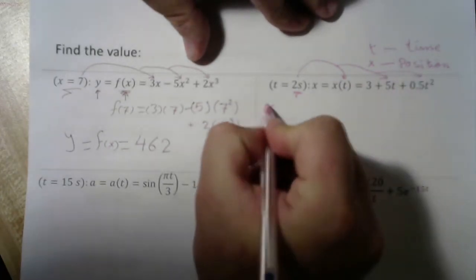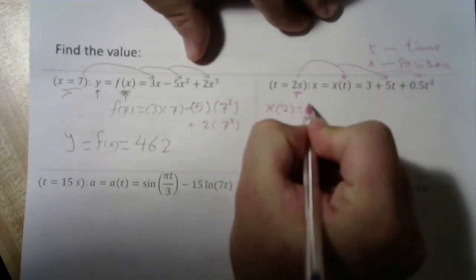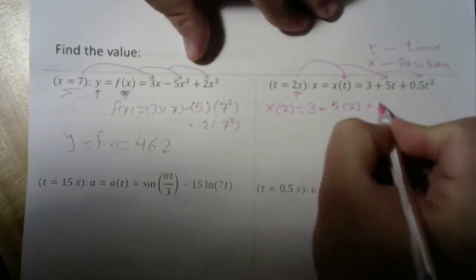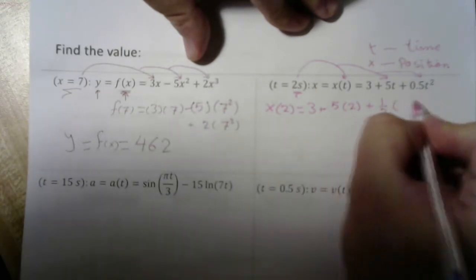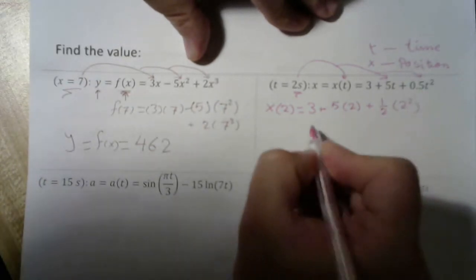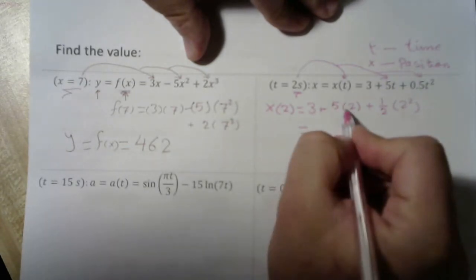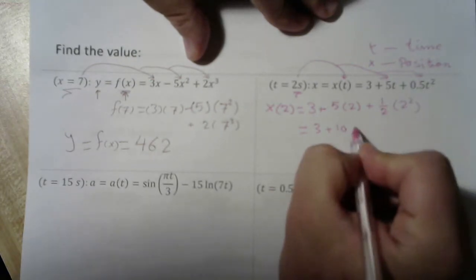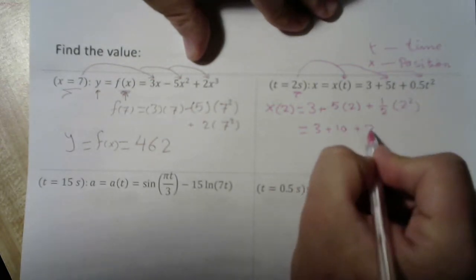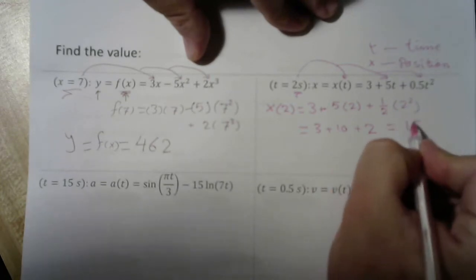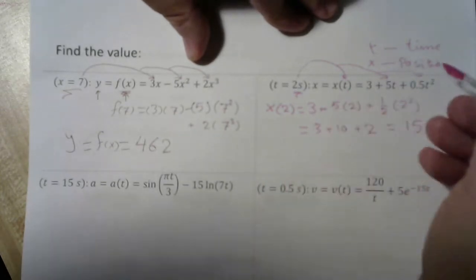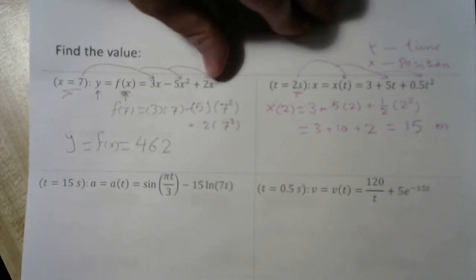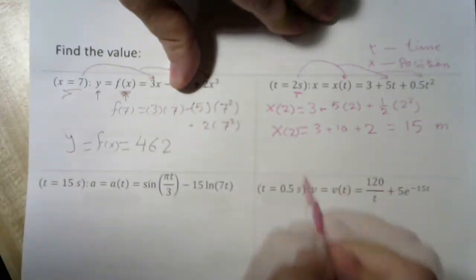Okay, so I need x of 2 is equal to 3 plus 5 multiplied by 2 plus half multiplied by squared 2. In this case is equal 3, 10. This is 10. 3 plus 10 plus half multiplied by 4 is 2. This is equal to 15. It is x. It is position. Now I can put the value of the unit. This is x of 2.